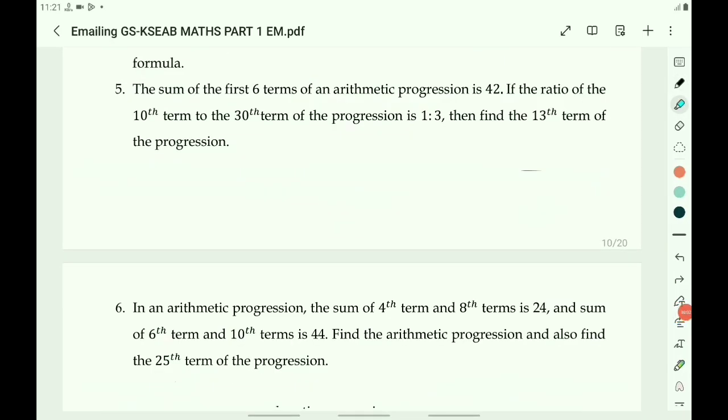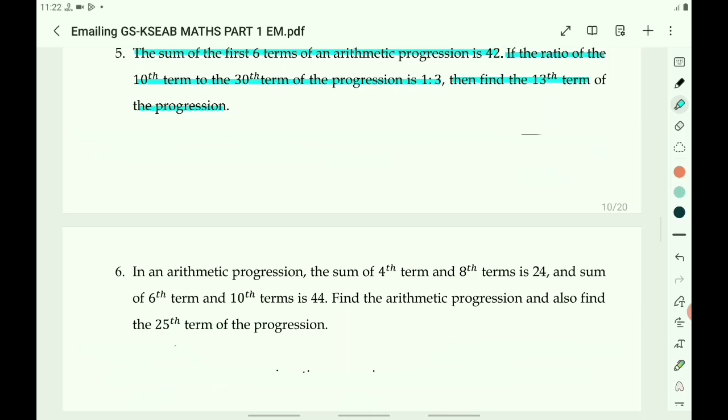Question number 5, a 4 marks question. The sum of the first 6 terms of an arithmetic progression is 42. If the ratio of the 10th term to the 30th term of the progression is 1:3, then find the 13th term of the progression. An OR question is also there from the same question paper. Now let us solve the first question, that is the 5th question.